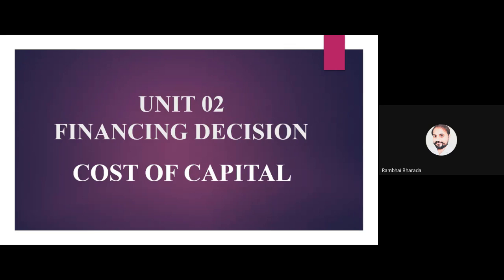So as we have 4 different sources, equity, preference, debt, and internal, similarly, we need to calculate the cost of each component. We need to calculate the cost of equity, the cost of preference, the cost of debt, and the cost of internal sources. Why are we required to calculate this? Because we have 4 different ways.